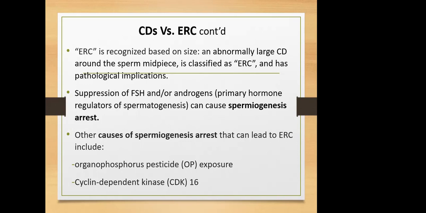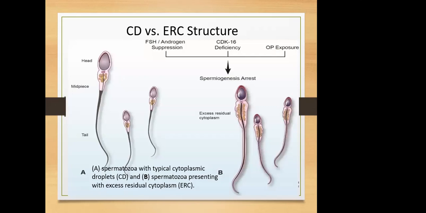All right. Let's look at this picture and it will summarize everything. That is cytoplasmic droplet and the excess residual cytoplasm. This picture will explain everything. So let me see if I can get. All right.